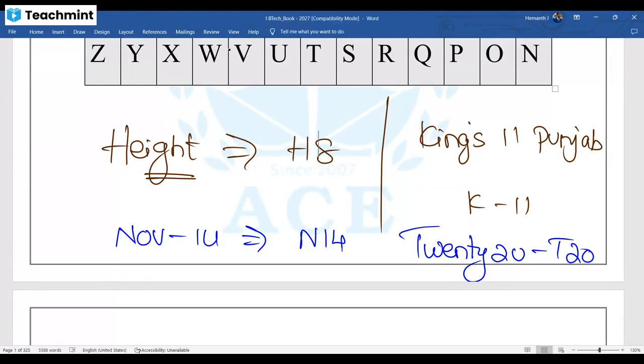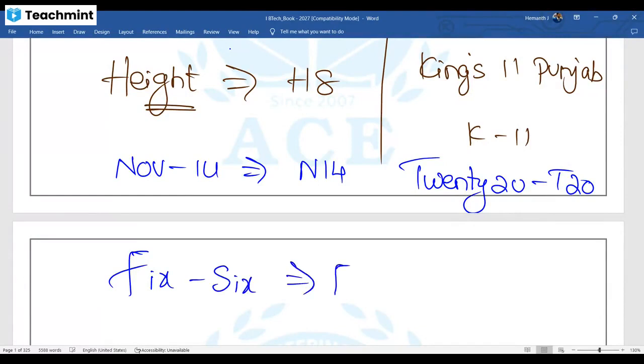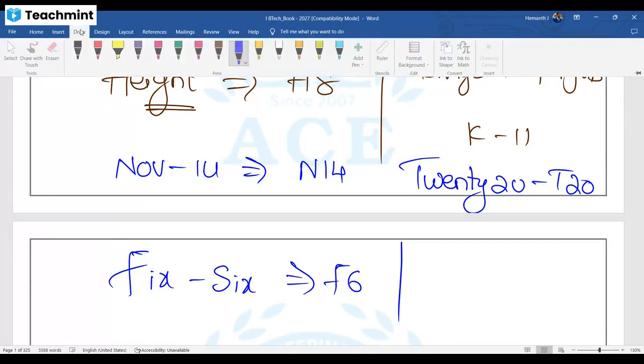Done? Okay. Next one. See, in 2020 matches, whether it is women's 2020 or men's 2020, at least one 6 is there. Fix 6, F value 6, you can remember. Fix 6, F value 6. You can remember likewise. Right? Okay.